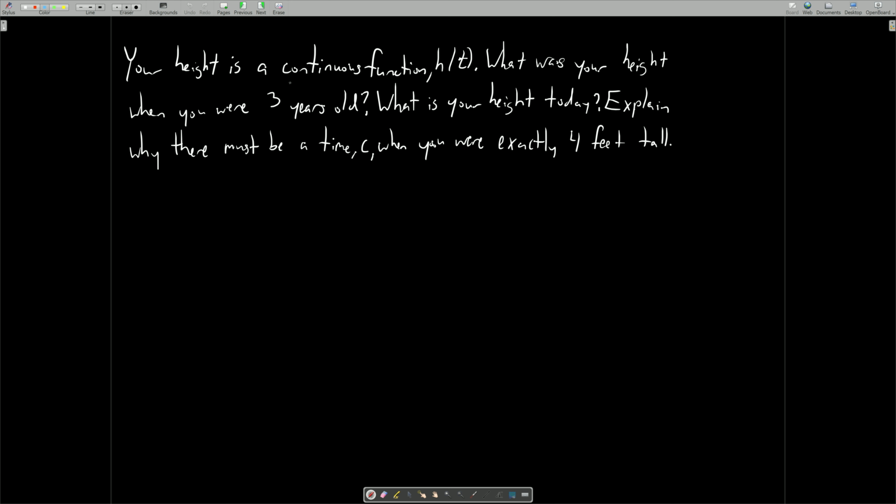So your height is a continuous function, h of t. Right? It's continuous because it changes slowly over time. You don't grow right away, you grow over time, right? So it's a continuous function. What was your height when you were 3 years old? What is your height today? Explain why there must be a time, c, when you were exactly 4 feet tall.